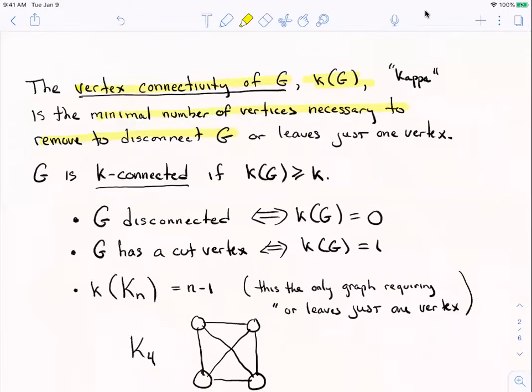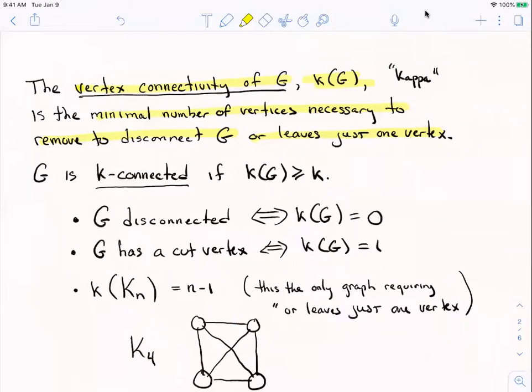Or there's one graph for which that's not ever possible. There's one graph that you cannot remove a sufficient number of vertices to disconnect it. So to include that one, I'm going to throw in this or. So it's the minimum number of vertices that you need to remove to disconnect it, or to just leave you with a trivial graph with just one vertex. Okay, that's called the vertex connectivity.